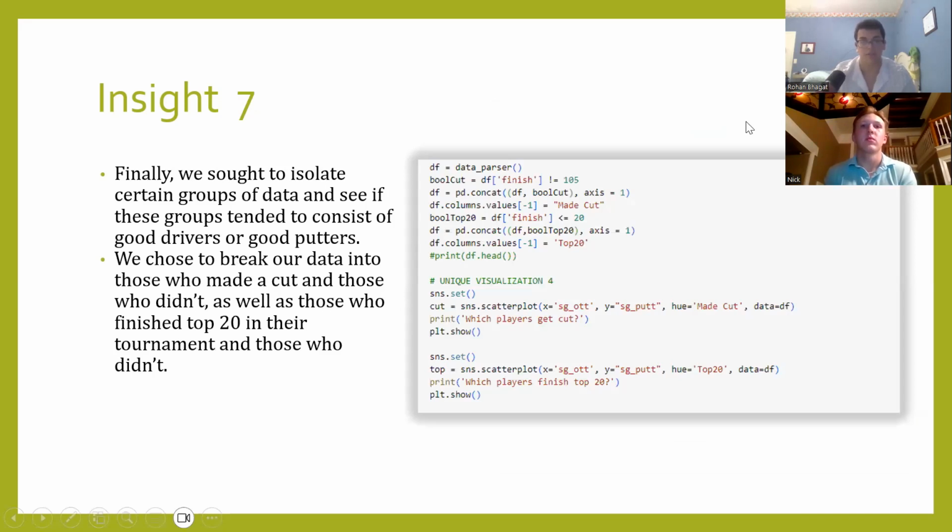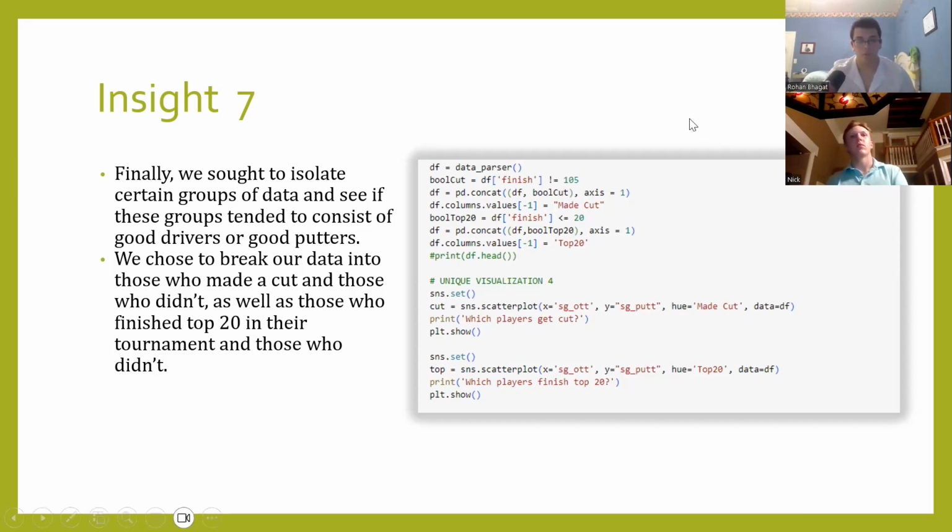And then we again tried to take that one step further in Insight 7. Because of the conflicting data we found between insights 1, 2, and 3 and 6, where putting seems to be more important towards winning tournaments, and then what we found in insights 4 and 5, that drivers are more successful in terms of PGA Tour championship points, we wanted to isolate the data to figure out if our relationship between putting and driving and finish is non-linear, where we can see where putters are more successful and where drivers are more successful.